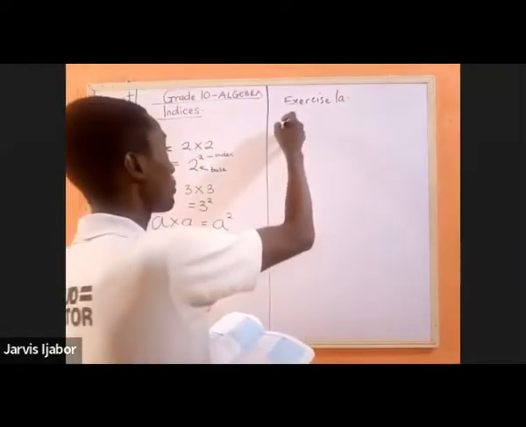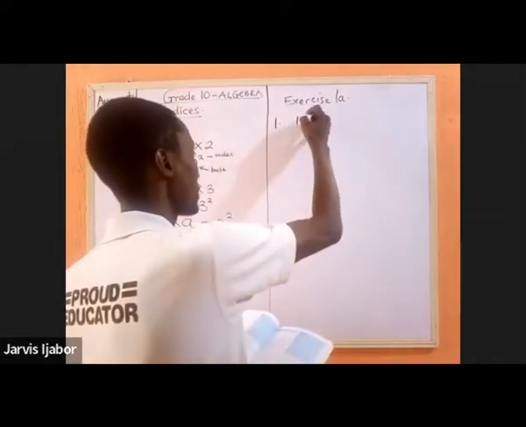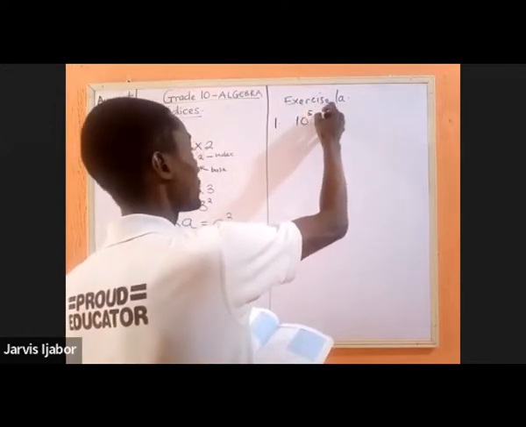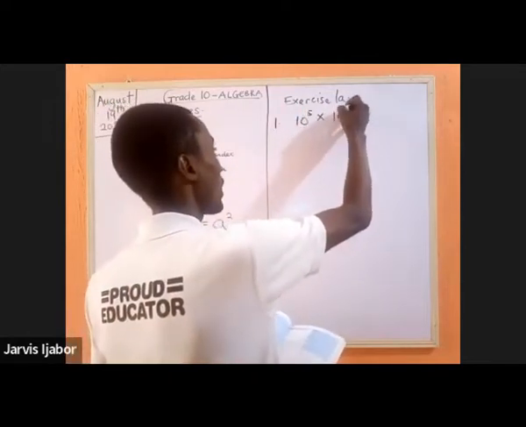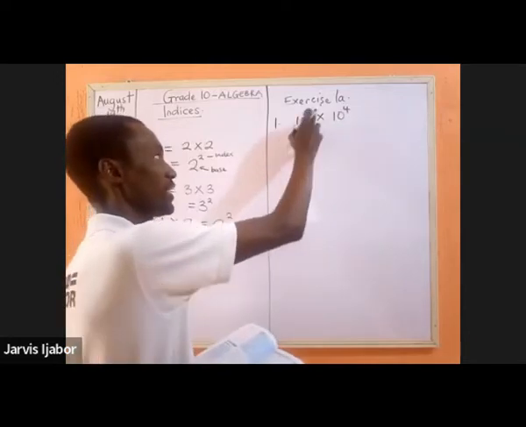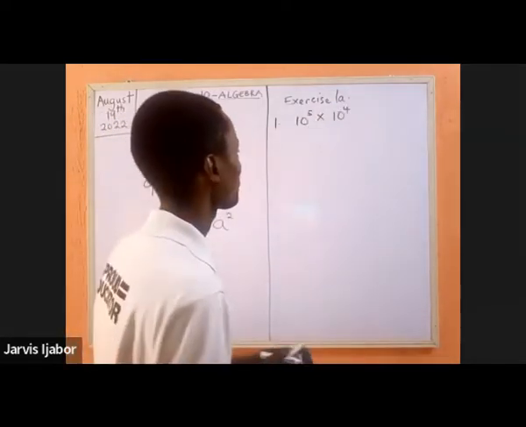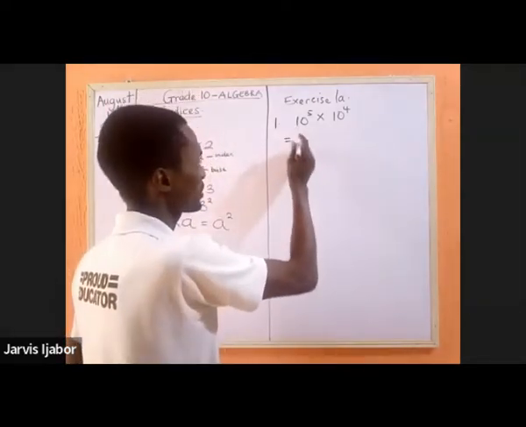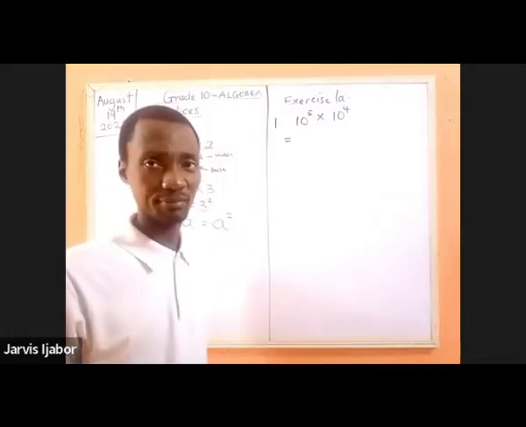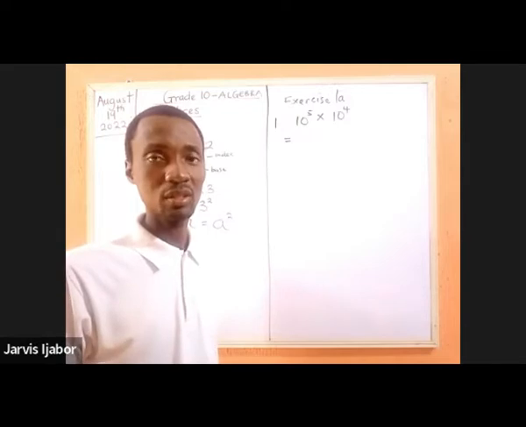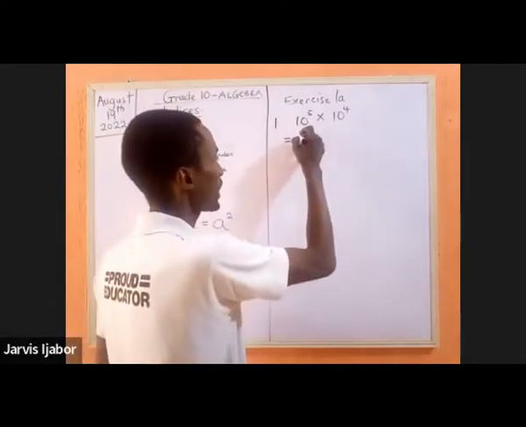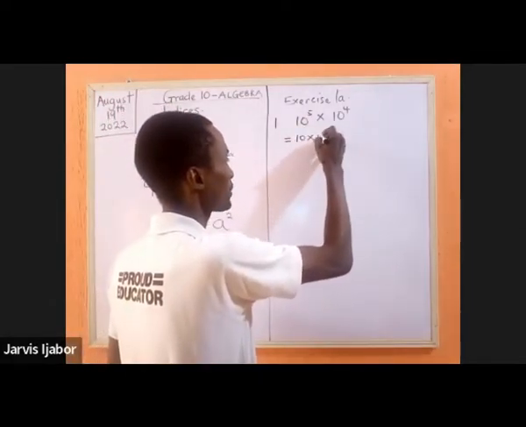All right, so we go to number 1. It says 10 raised to the power of 5 times 10 raised to the power of 4. Or you can call it 10 index 5 times 10 index 4. Now, in your grade 8, you were taught a technique called expansion. This will mean that 10 is multiplied 5 times.